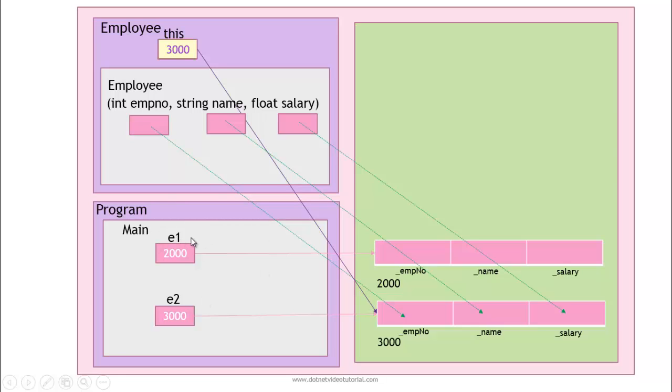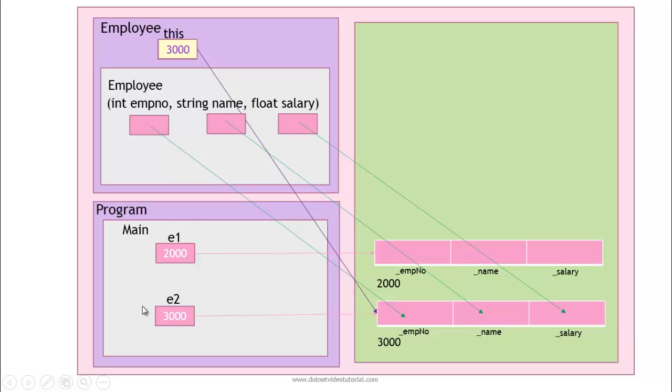In main method you have created E1 and E2, two objects. When you will create E1, it will call default constructor, and members will get initialized with 0, no name, and 0. Now when you will create E2, parameterized constructor will get called, and you will pass values to these local variables. This is a parameterized constructor block.